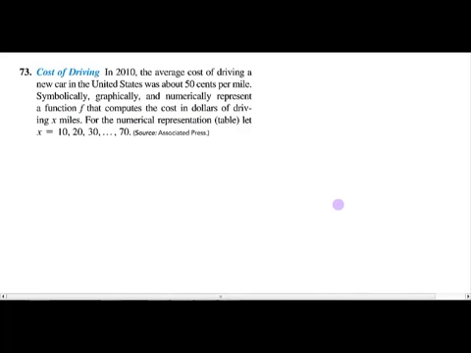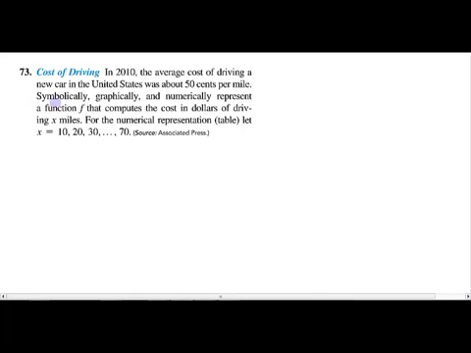Cost of driving. In 2010, the average cost of driving a new car in the United States was about 50 cents per mile. Symbolically, graphically, and numerically represent a function f that computes the cost in dollars of driving x miles. For the numerical representation, or a table, let x equal 10, 20, 30, all the way up to 70. So increments of 10 up to 70.